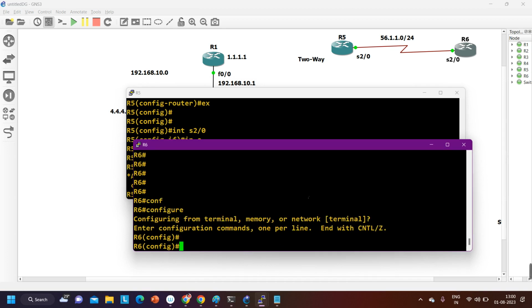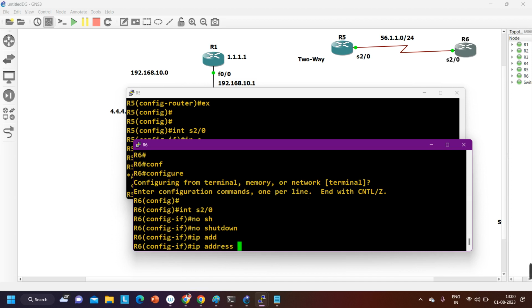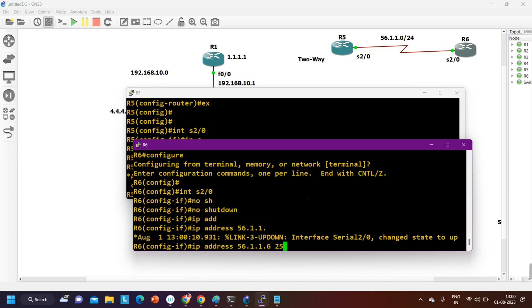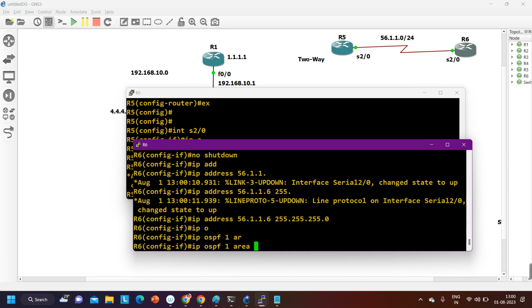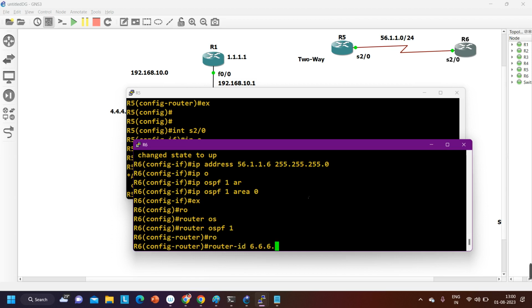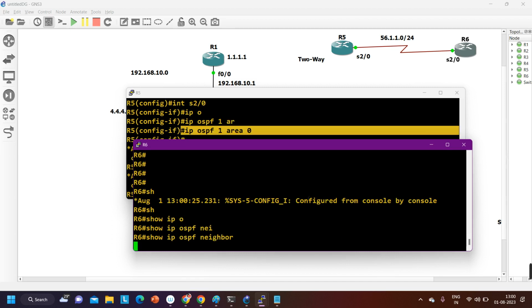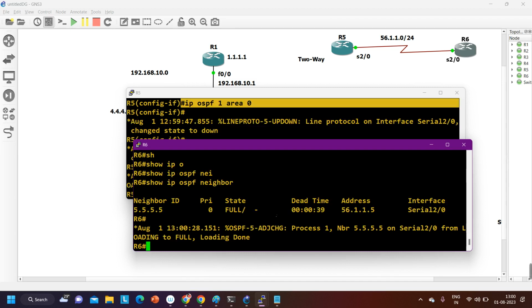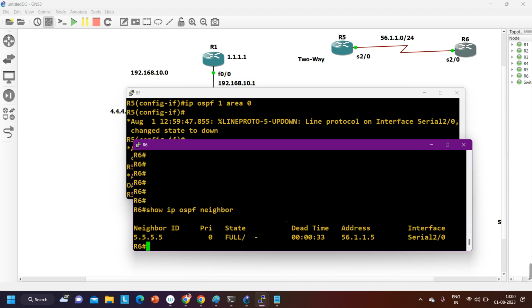On router number 6 also, let me configure the IP address on serial 2/0, no shut, IP address 56.1.1.6 255.255.255.0, ip ospf 1 area 0, and router OSPF 1 router ID 6.6.6.6. Done. So, show ip ospf neighbor. See, there is no DR and BDR. Yes or no? Yes, because here DR and BDR is not required.